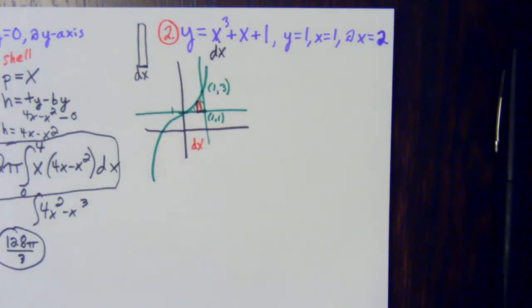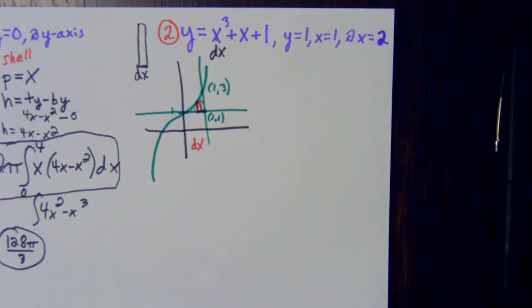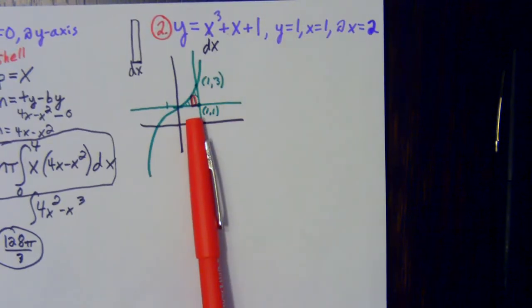And again, notice I haven't even looked at my axis of revolution. I haven't even decided whether I'm going to use the disk method or shell method on this particular problem, because it doesn't matter at the beginning. You've got to get your picture, and you've got to get which way that rectangle is going.